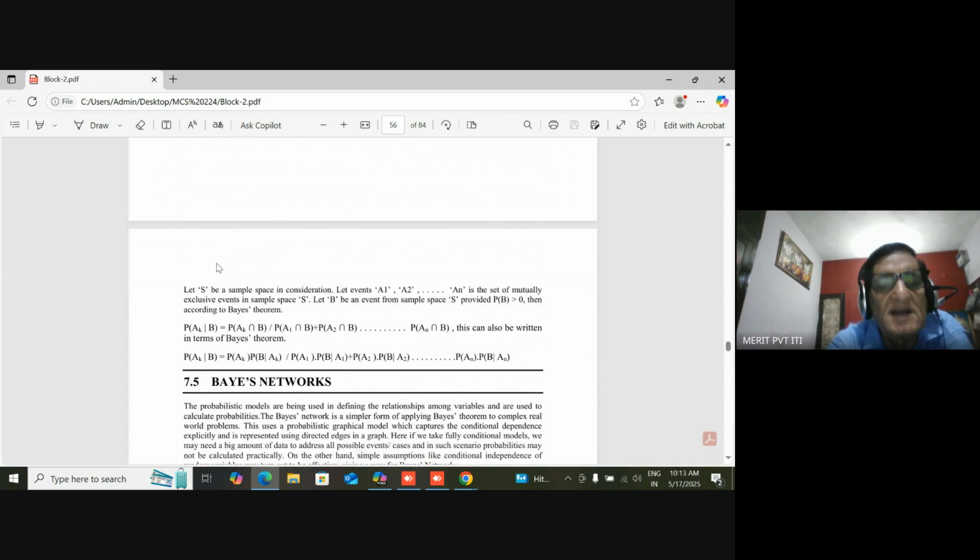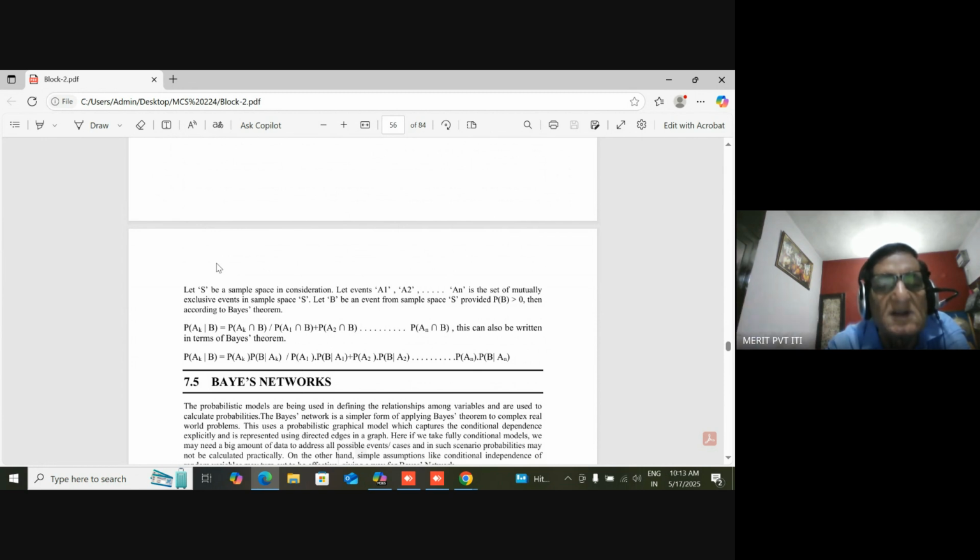S is a sample space where A1, A2, ..., AN are mutually exclusive events in sample space S. Let B be an event from sample space S, provided P(B) is greater than 0. Then, according to Bayes' theorem, P(Ak|B) is P(Ak ∩ B) divided by the sum of P(Ai ∩ B).